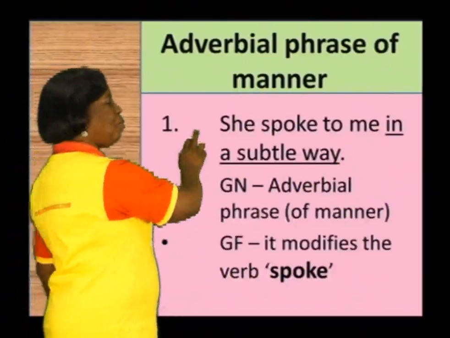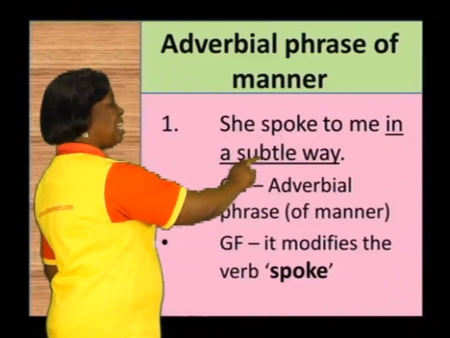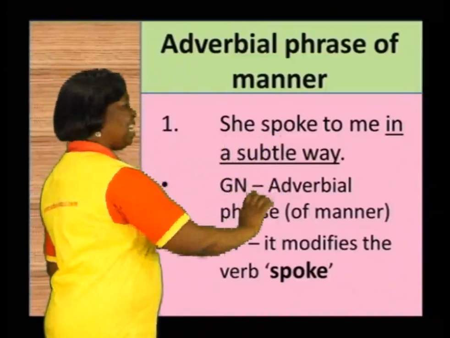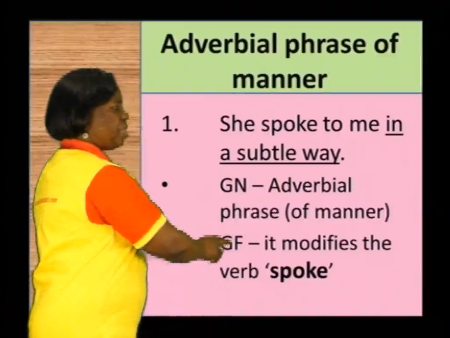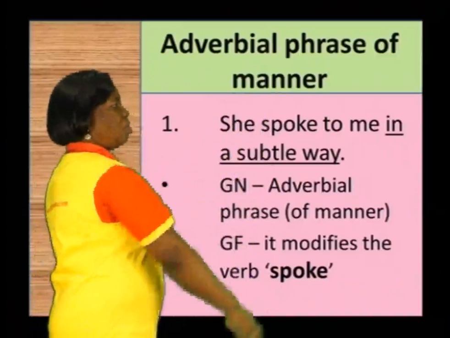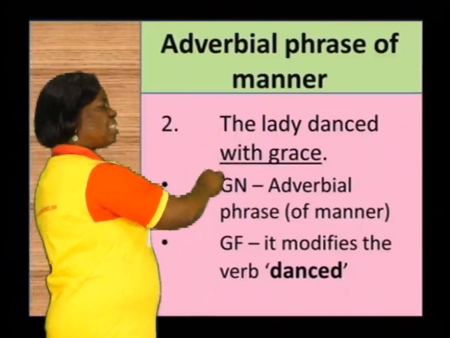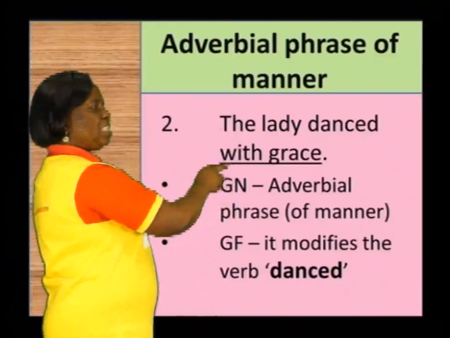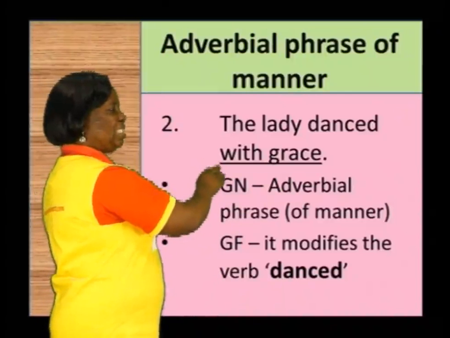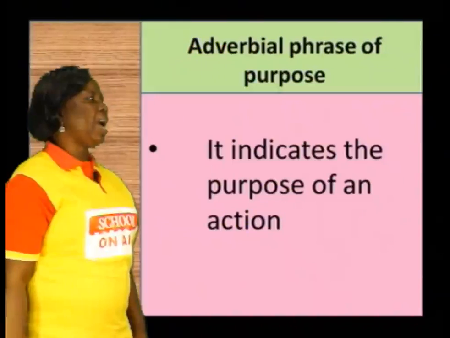For example, example 1, she spoke to me in a subtle way. In a subtle way is the underlined expression. The GN is adverbial phrase of manner. Then the GF is it modifies the verb spoke, right? So the second example here, the lady danced with grace. With grace is the underlined expression here. We are saying the way and manner by which the lady danced. So the GN is adverbial phrase of manner, and the GF is it modifies the verb danced.